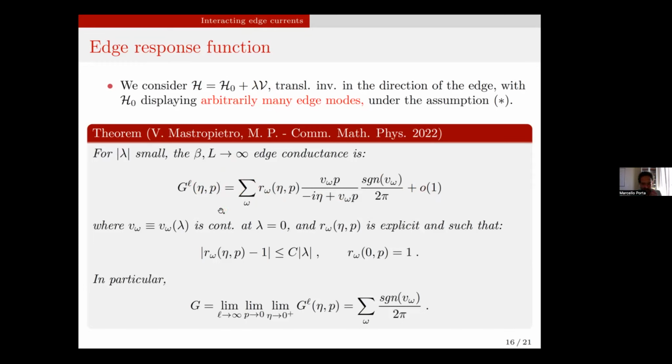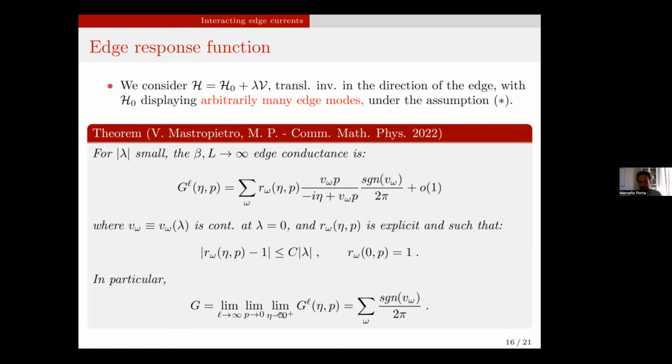So in this formula, there are several symbols. This V is the interaction-dependent velocity of the edge modes. It's given by a convergent series in lambda. And this R is an explicit function that I'm not writing because the explicit form doesn't say much, but what I want to tell you is that this is perturbatively close to 1, and in fact it is exactly 1 if you take eta to 0, which is the limit that we're interested in.